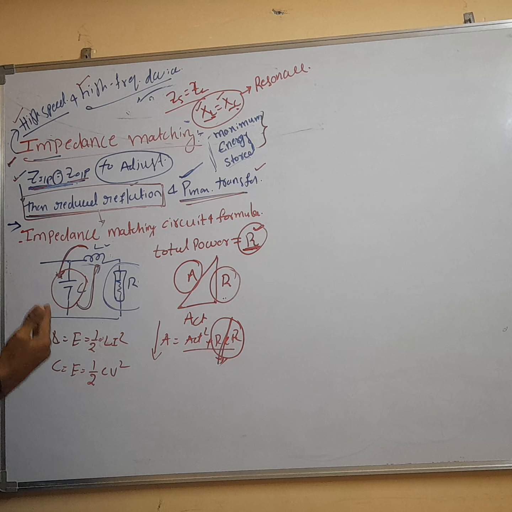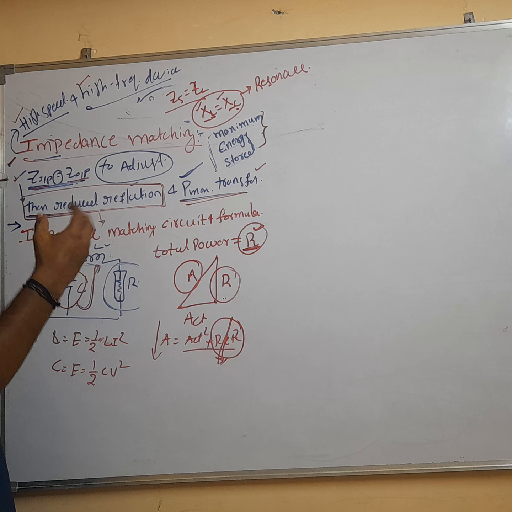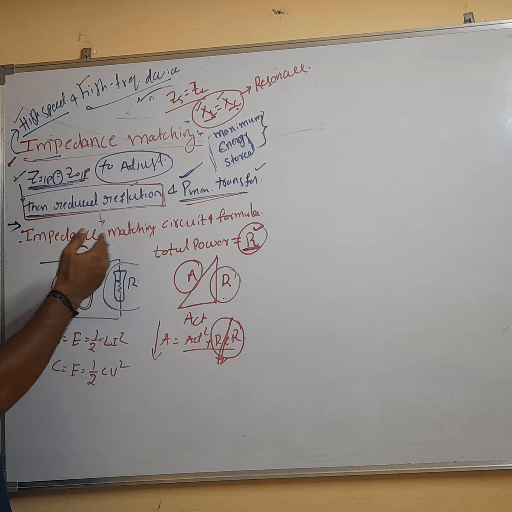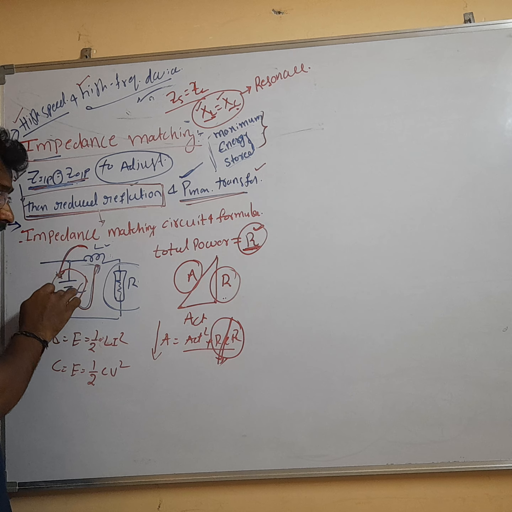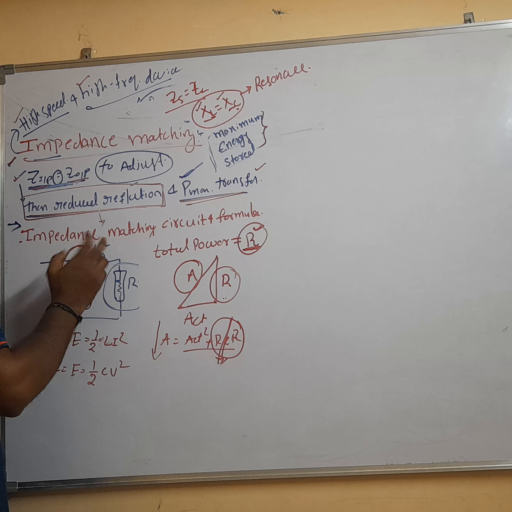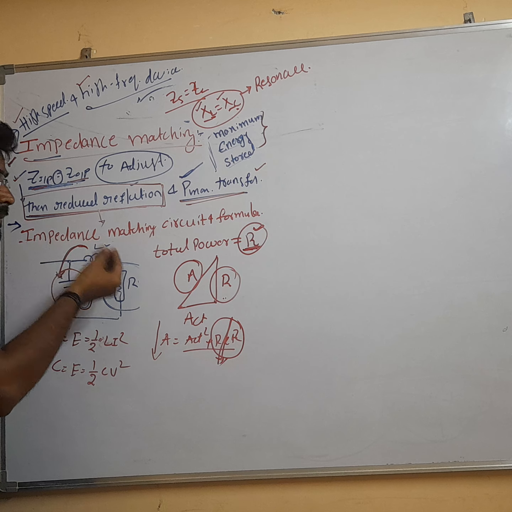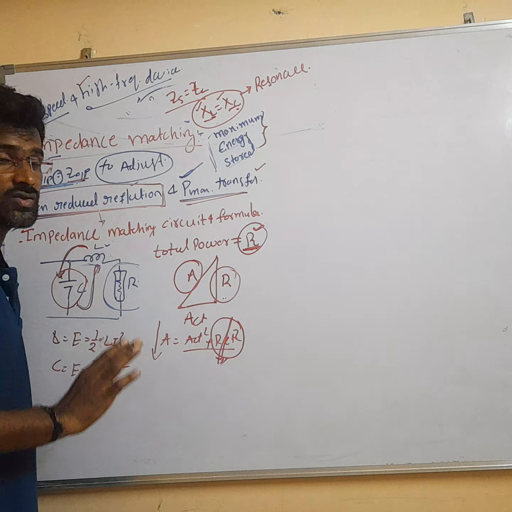So reflected back is nothing but the inductor and capacitor both having maximum energy stored. The power is reflected. For example, the inductor's power is reflected back and stored in the capacitor, and the capacitor's power is reflected back and stored in the inductor. So these two are interchanging the power. Whatever remaining active power is dissipated on the resistance only.